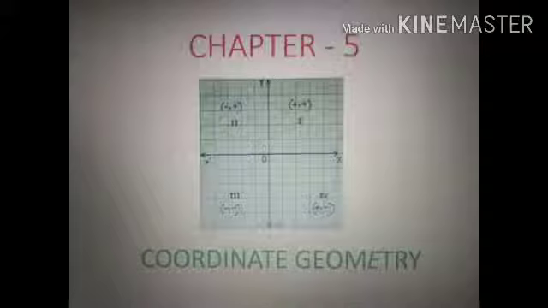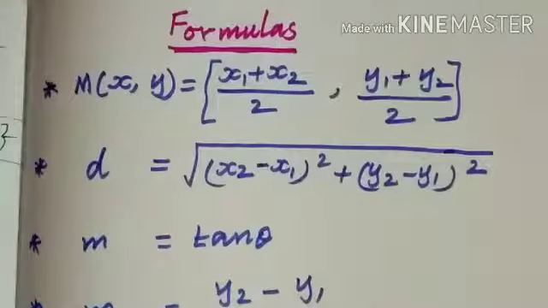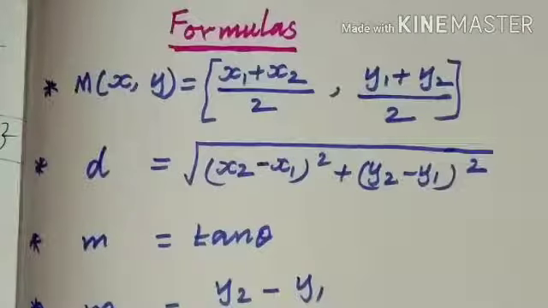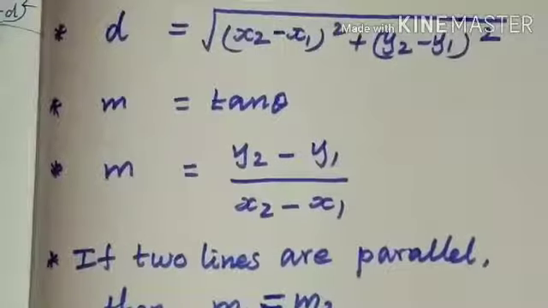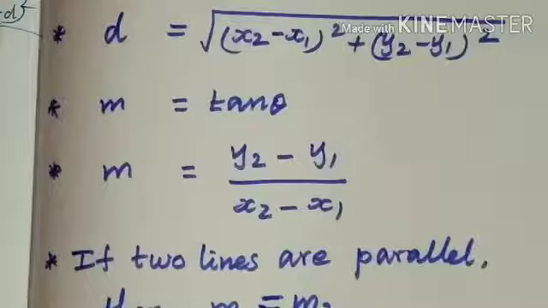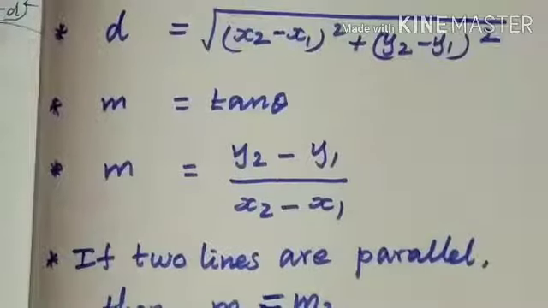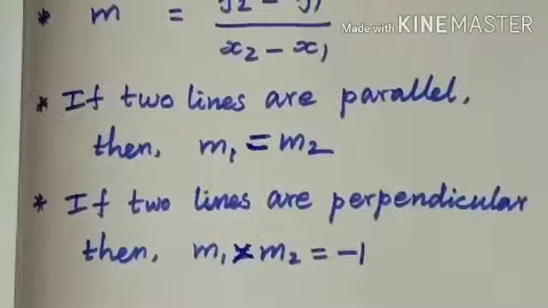Students, all of you join together and say with me: the midpoint of the straight line M(x, y) is equal to ((x1 plus x2) by 2, (y1 plus y2) by 2). The distance of the straight line is equal to root of (x2 minus x1) the whole square plus (y2 minus y1) the whole square. When theta is given, the slope of the straight line is m is equal to tan theta. When 2 points are given, the slope of the straight line is (y2 minus y1) by (x2 minus x1).